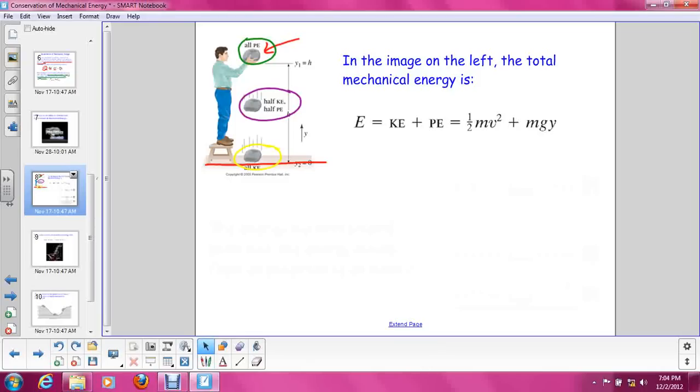In order to calculate the total energy in the system, we have to take the amount of kinetic energy and add it to the amount of potential energy. And in this situation, there is no elastic potential energy. We're only concerned with kinetic and gravitational potential. So we want to go ahead and replace these symbols with their equations. The equation for kinetic energy is 1/2 mv squared, and the equation for gravitational potential energy is mass times gravity times height, or y.